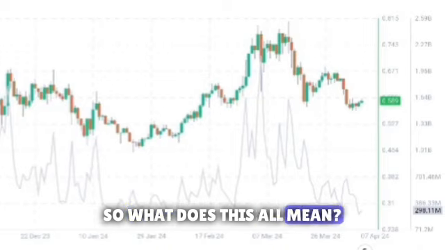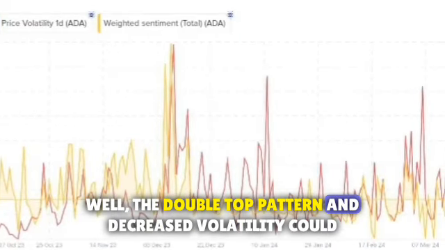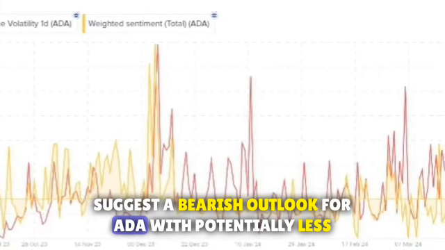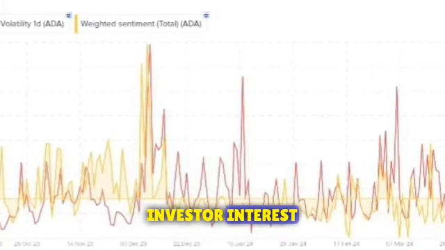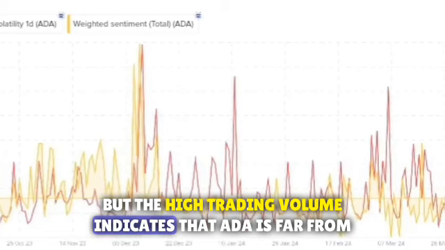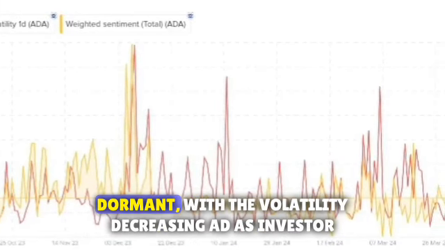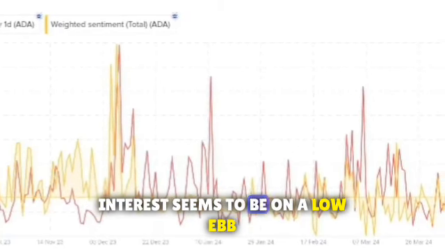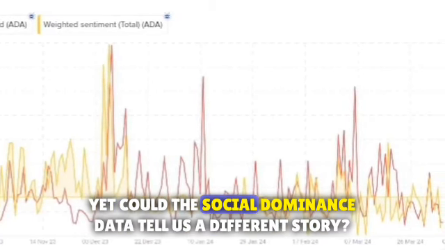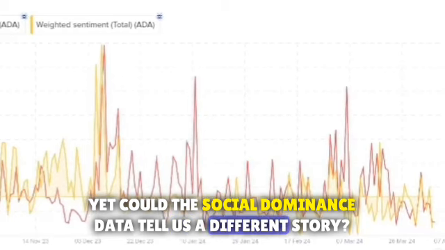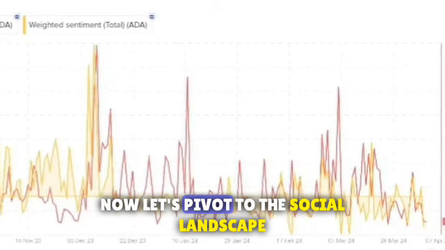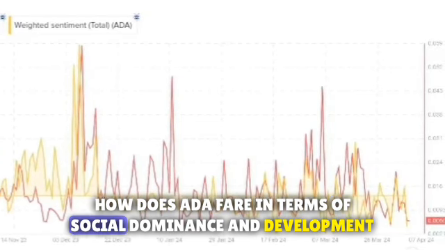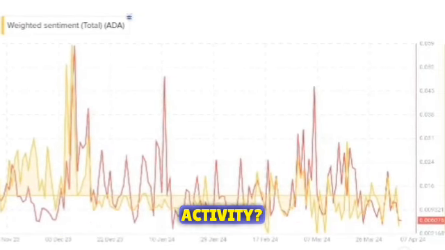So what does this all mean? Well, the double top pattern and decreased volatility could suggest a bearish outlook for ADA with potentially less investor interest, but the high trading volume indicates that ADA is far from dormant. With the volatility decreasing, ADA's investor interest seems to be on a low ebb. Yet, could the social dominance data tell us a different story? Now, let's pivot to the social landscape. How does ADA fare in terms of social dominance and development activity?